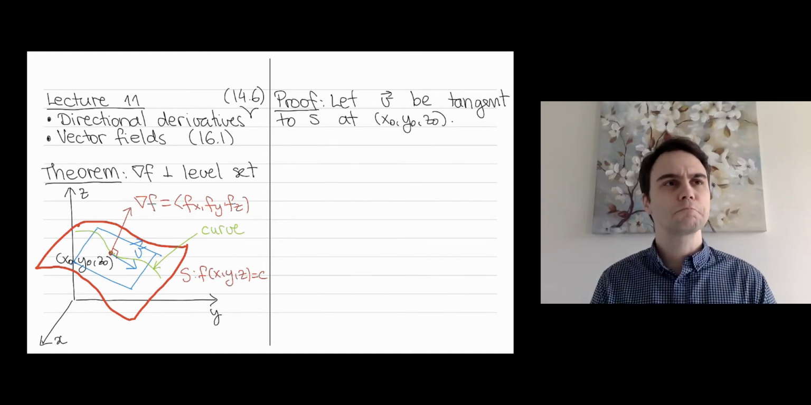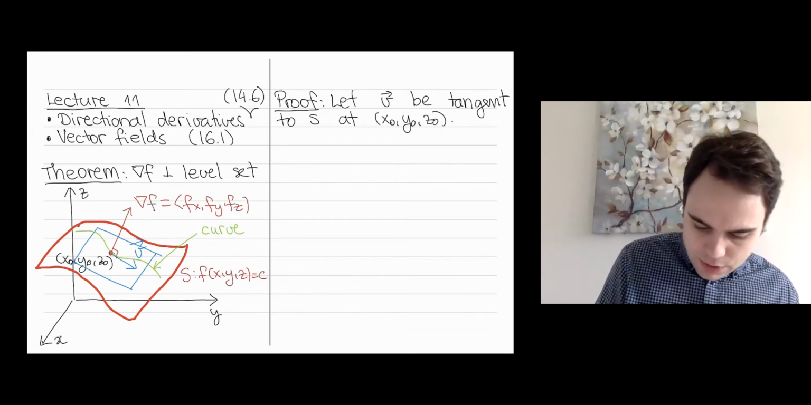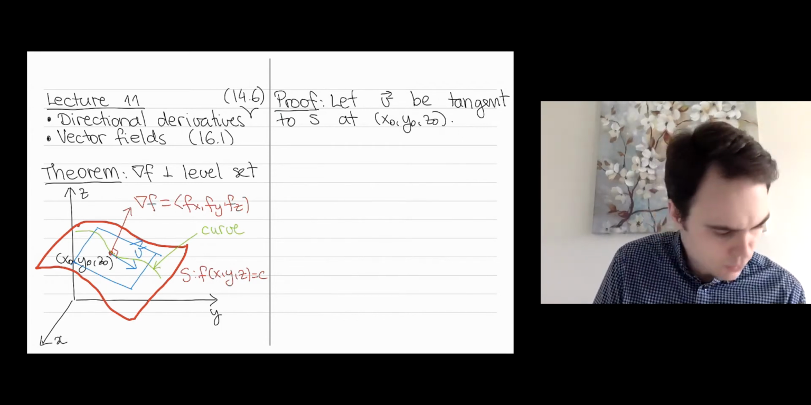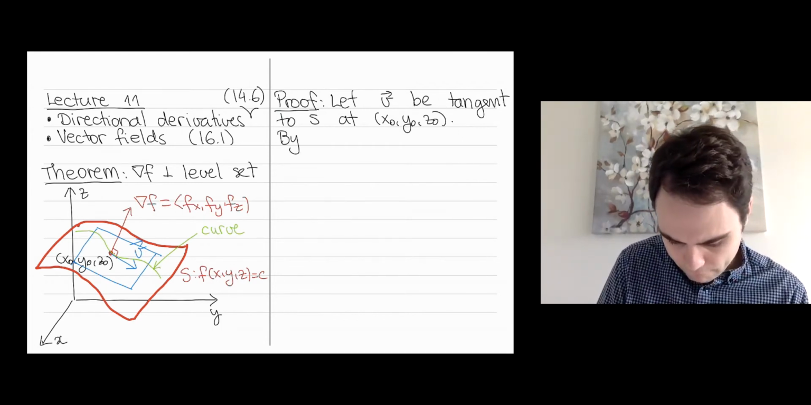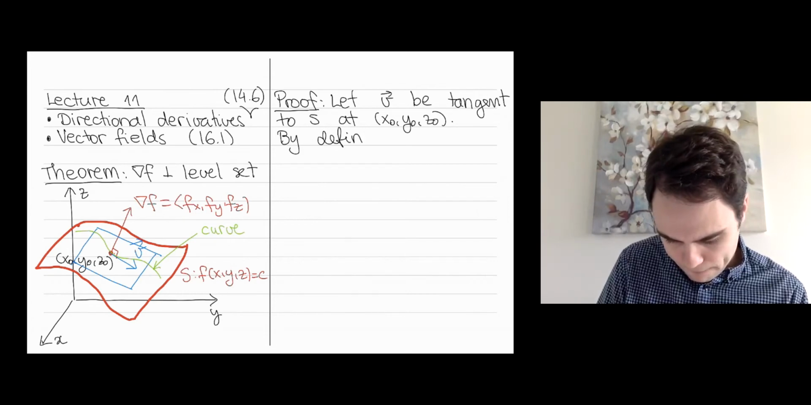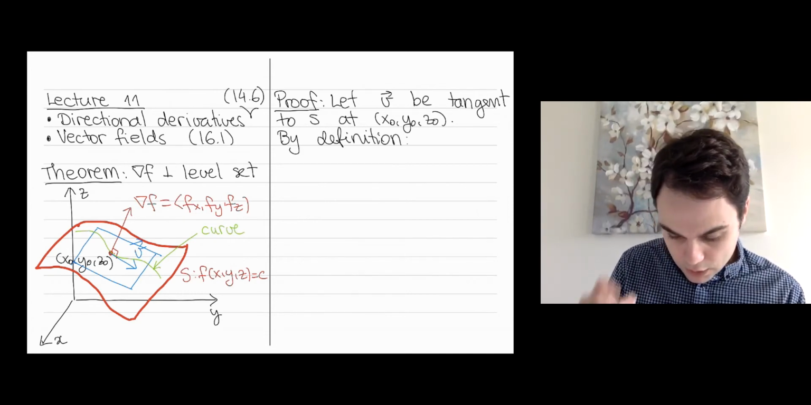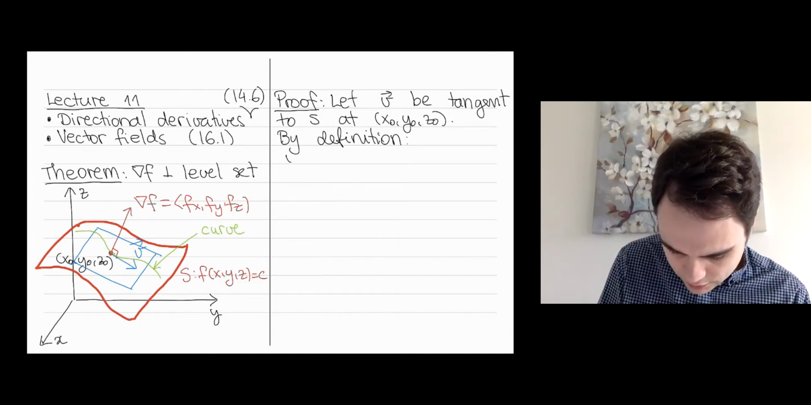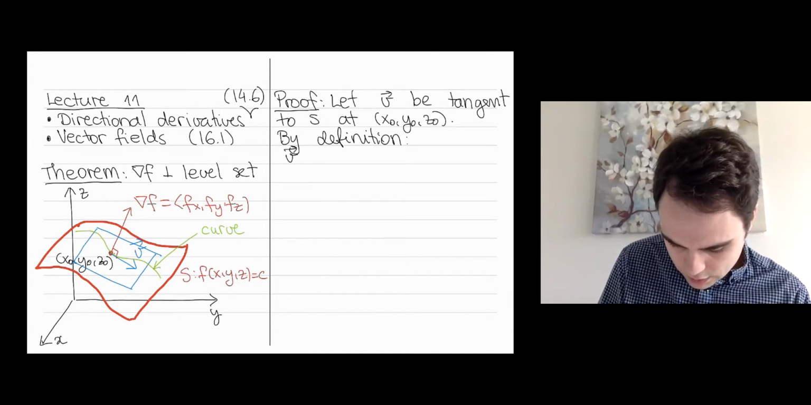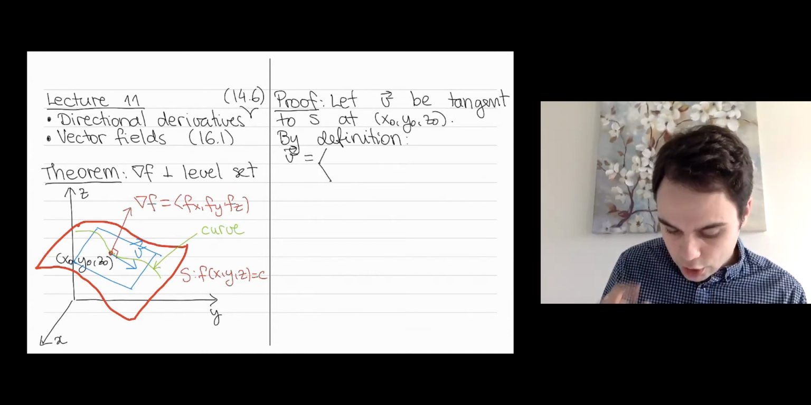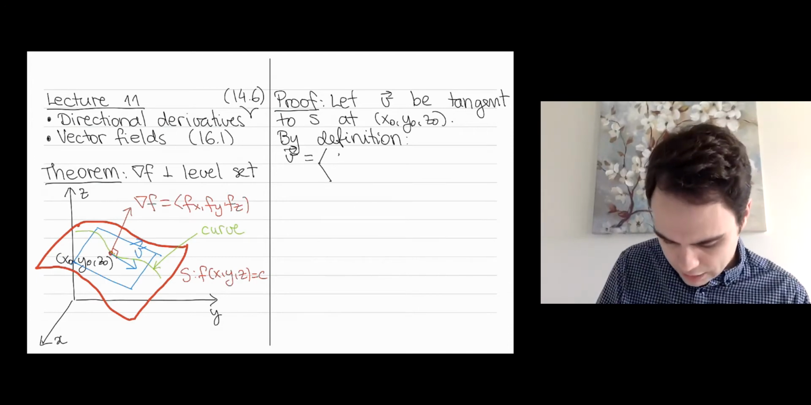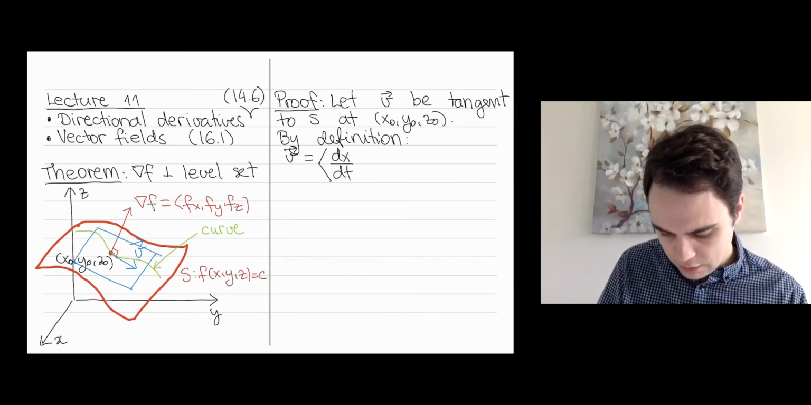So in practical terms, this means the following. By definition, V is the velocity vector of a curve contained on our surface. So by definition, V is the velocity vector of a curve inside our surface.